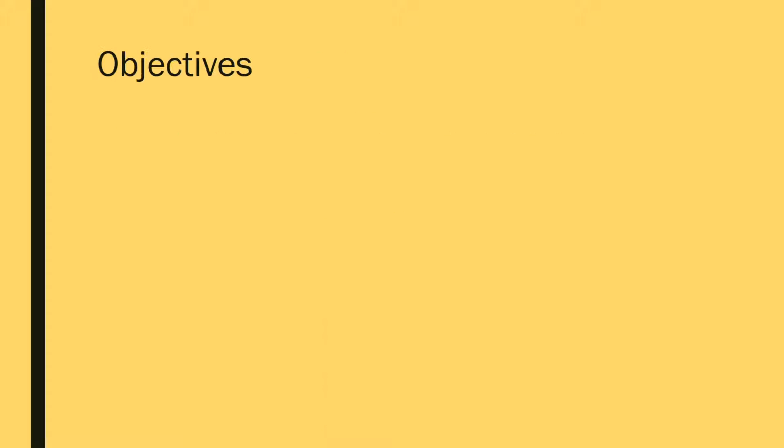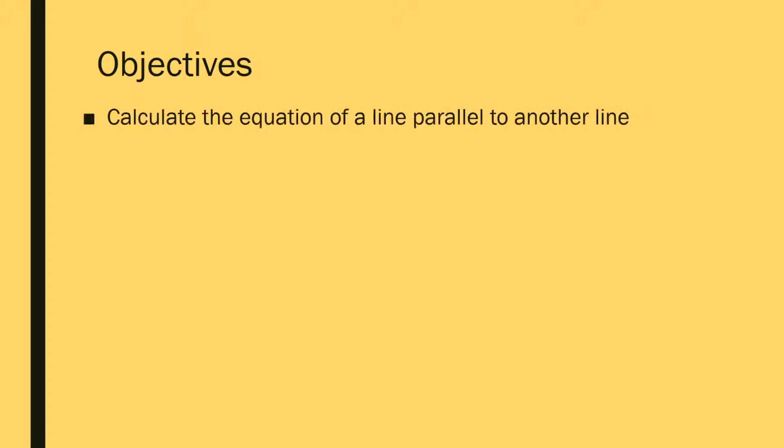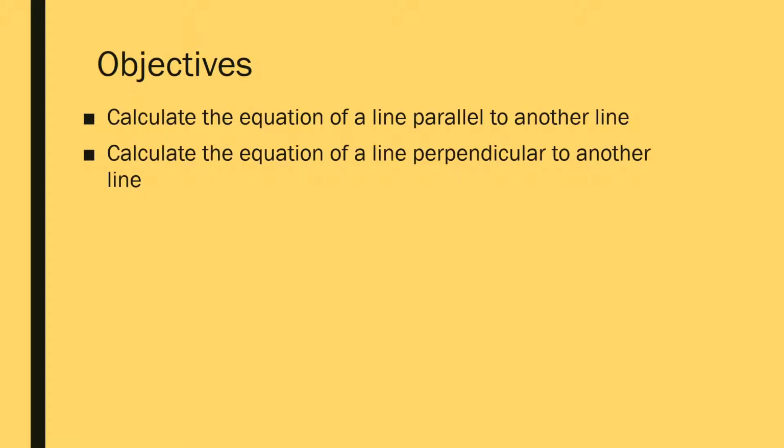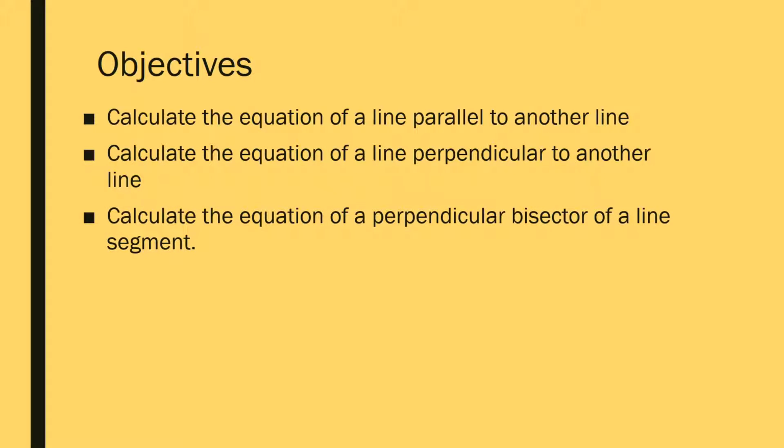Our objectives of our lesson were to calculate the equation of one line that was parallel to another one, calculate the equation of a line perpendicular to another one, and calculate the equation of a perpendicular bisector of a line segment. And hopefully you'll see that there is an example for each right there.